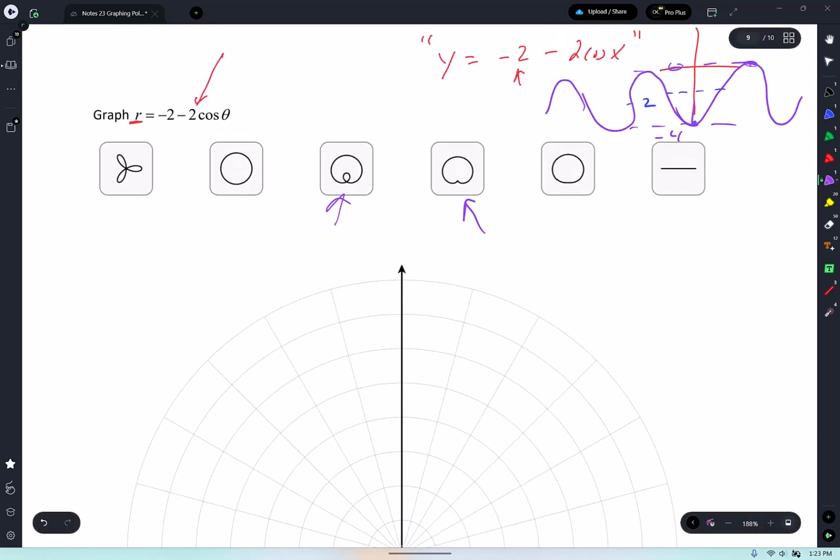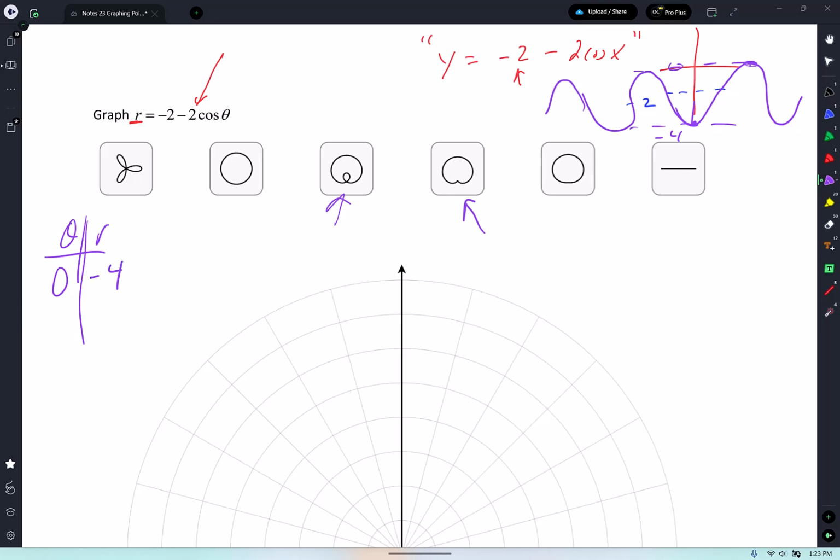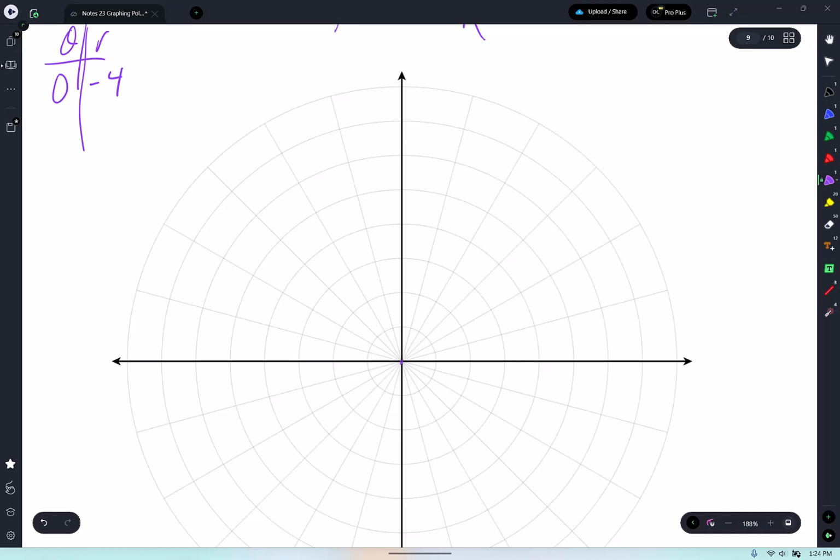Yeah. All right, let's do some numbers. Theta and R. If I plug in a 0, cosine of 0 is 1. -2 minus 2 is -4. So 0, -4. I'm over here. 1, 2, 3, 4 points.